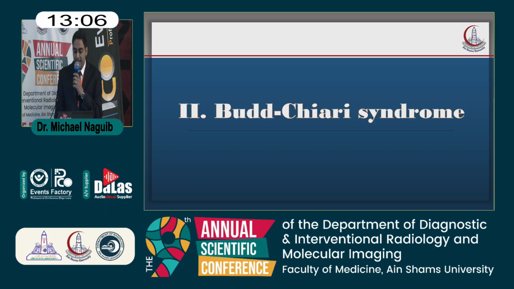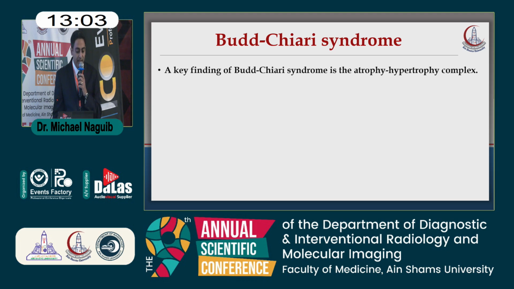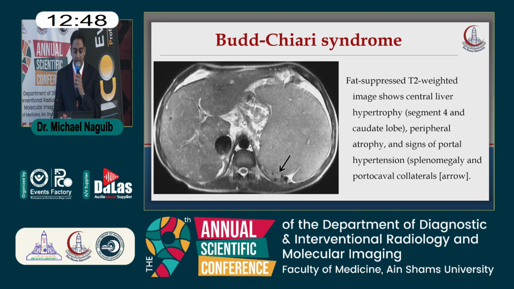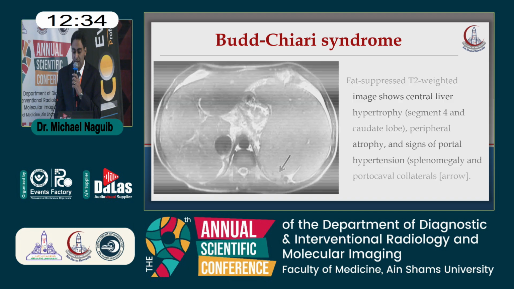Second, with Budd-Chiari syndrome. The key finding in Budd-Chiari syndrome is the atrophy-hypertrophy complex. The atrophy appears in the obstructed liver segments, while the hypertrophy is seen at the central liver segments, including segment 4 and caudate lobe, as the hepatic vein outflow is not altered. Like these fat-suppressed T2 weighted images, we see there is hypertrophy of segment 4 and caudate lobe, peripheral liver atrophy, and signs of portal hypertension in the form of splenomegaly and portocaval collaterals.